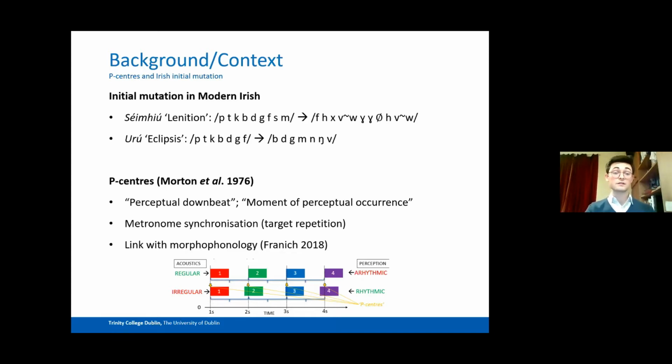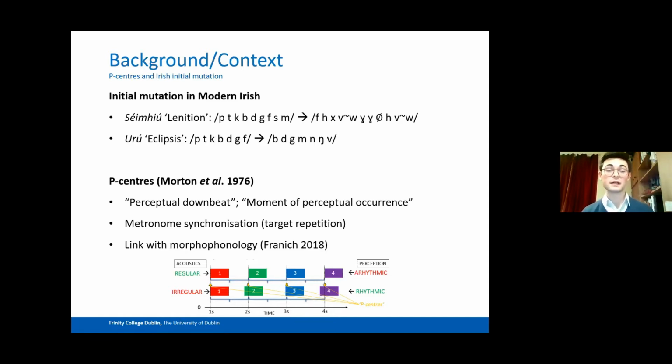The second relevant concept is that of P-centers, or perceptual centers. There's an awful lot that can be said about P-centers, and an awful lot that has been said about P-centers, and an awful lot that I won't be able to say about P-centers in this time or in the scope of this topic. So I'm going to grossly simplify, with apologies to anyone who may have better expertise on the topic than I do.